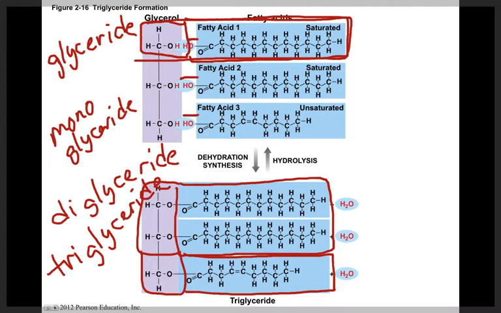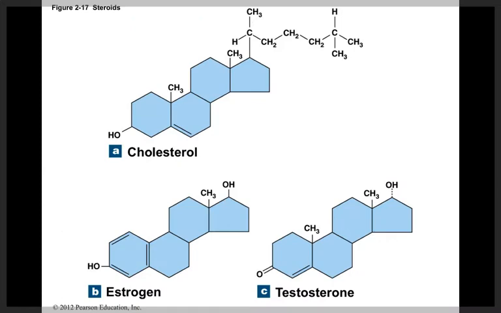Triglycerides are important. They give us energy, so they can be used as an energy source. They are stored in the fat cells, which give us insulation as well as protection. Another type of lipid is called a steroid, and steroids can come in the form of cholesterol or in the form of hormones that we're familiar with, estrogen and testosterone.